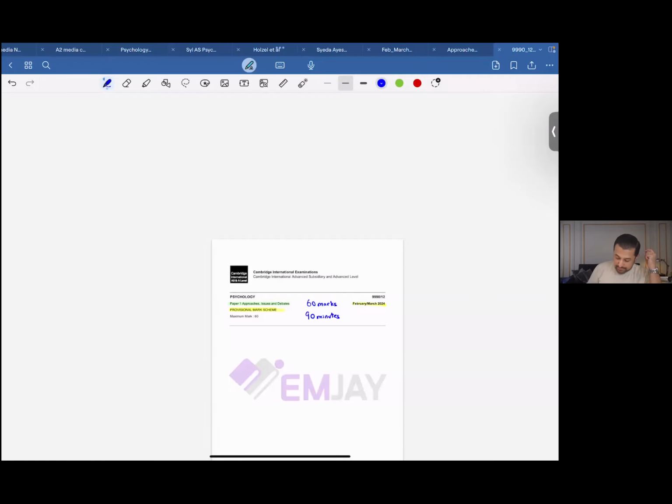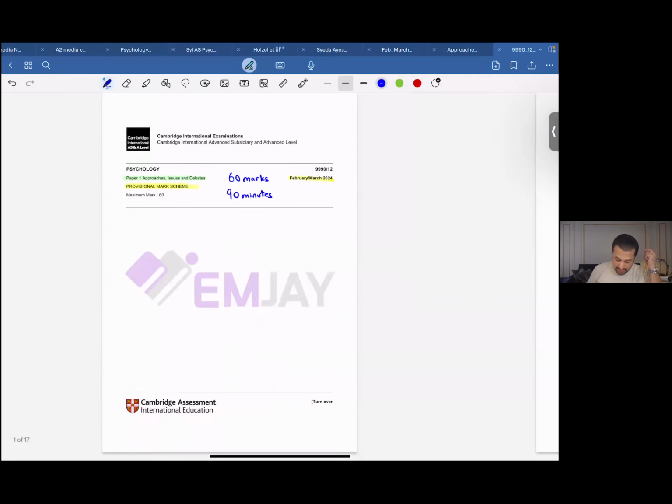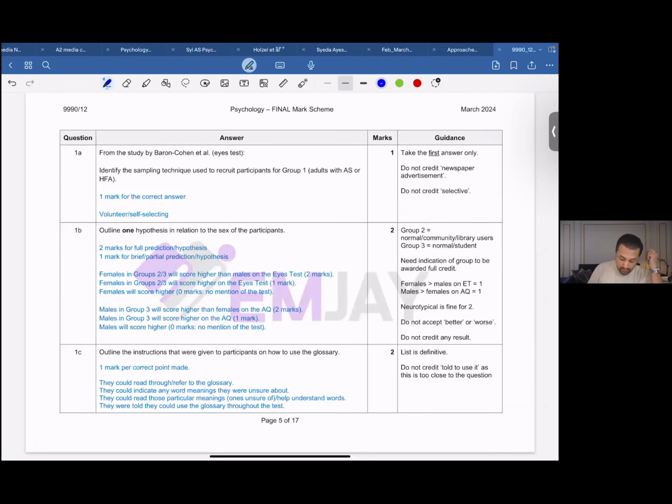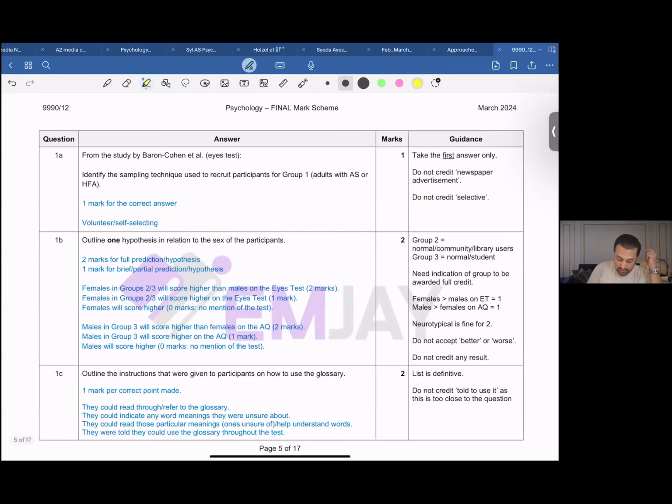Now, to begin with, if we have a look at this marking scheme, I'd like to quickly start off with question number one over here. The first question that we have over here says, from the study by Baron-Cohen et al., ICE test, identify the sampling technique used to recruit participants for group one.